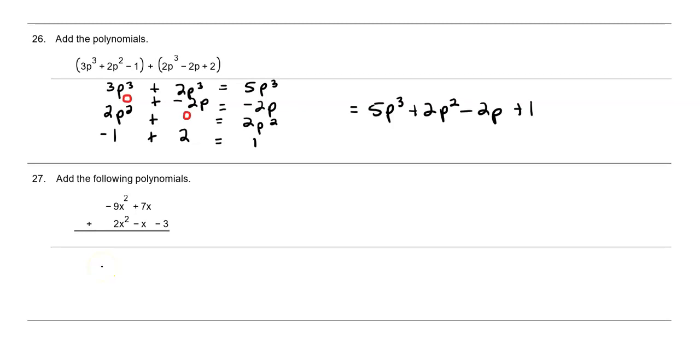And then the next one is already lined up into column form, essentially. But what we'll do here is we'll place a 0 here for the negative 3, since there's no like term to combine. And we have a negative 9x squared plus 2x squared, which is a negative 7x squared. We have a positive 7x plus a negative x, and that's the same as a negative 1x, which is a positive 6x, and then 0 plus a negative 3 is a negative 3.